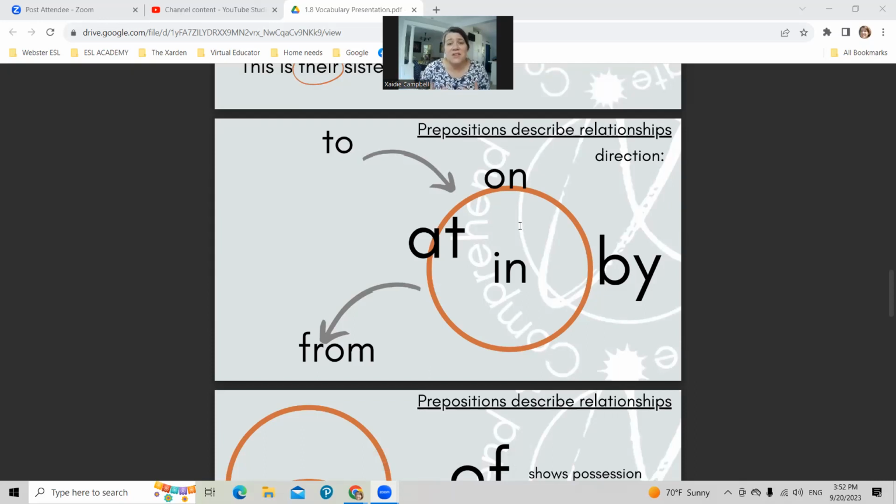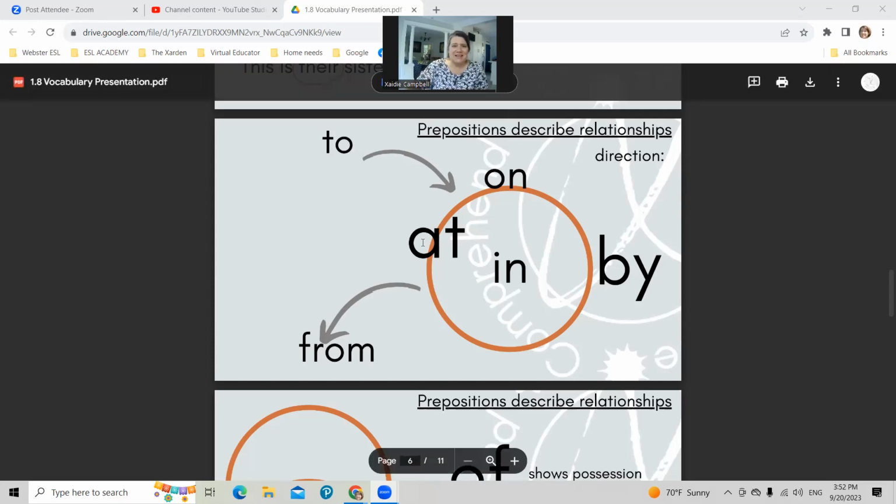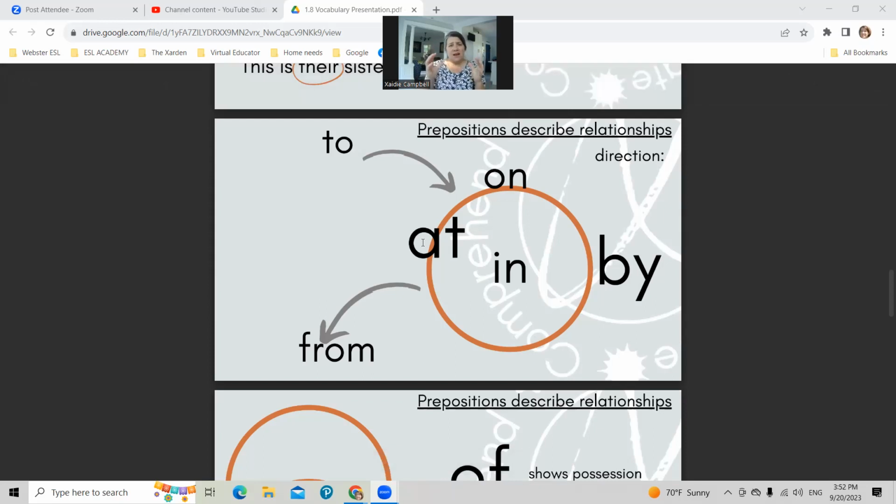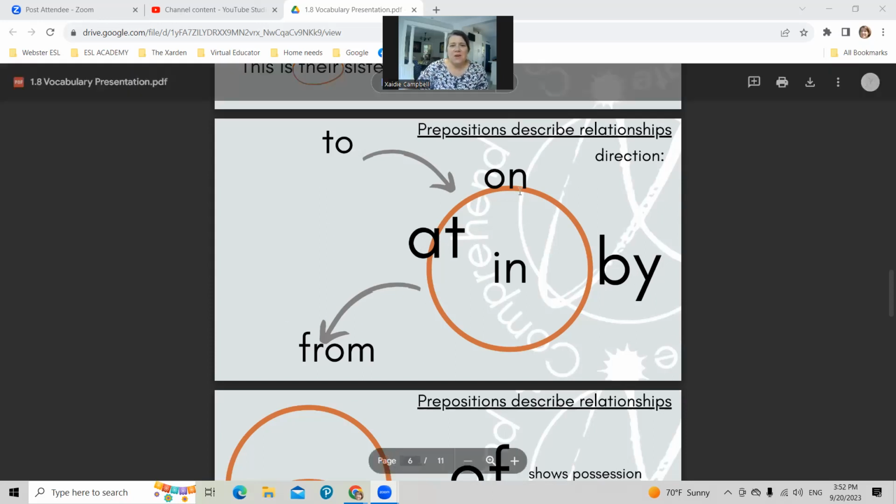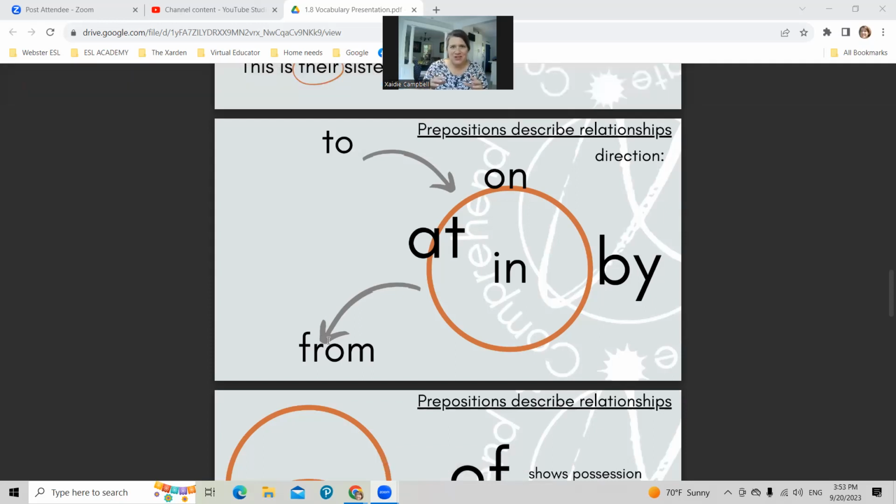By is another way to say next to or near. We stay by each other. We're next to, okay? And at says we're in the same place. We're at that location. Those are very quick prepositions.